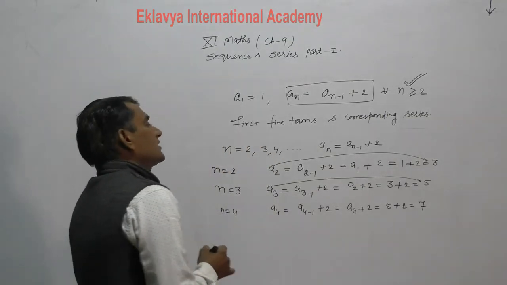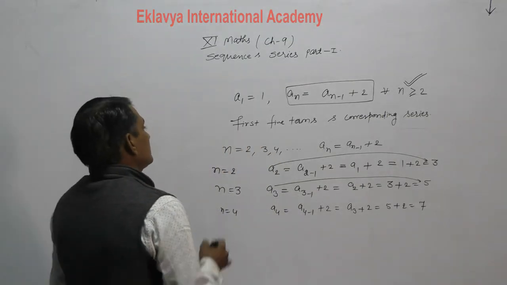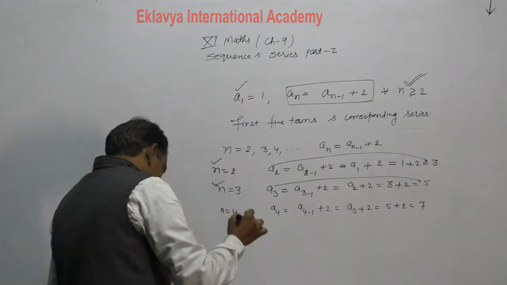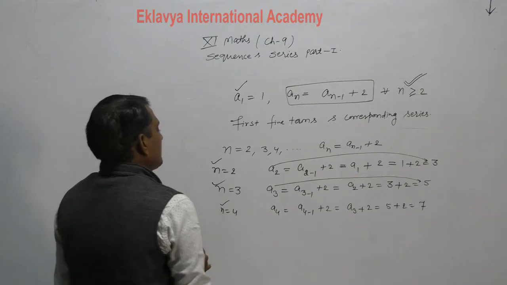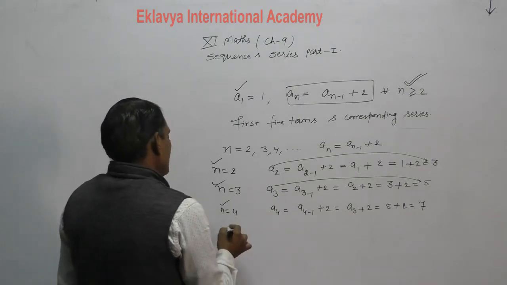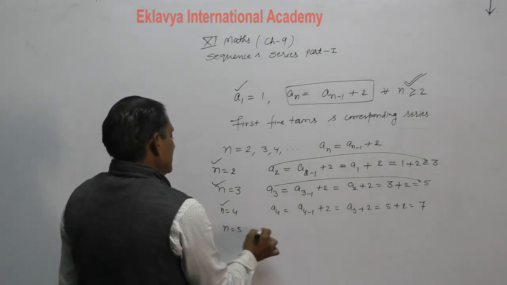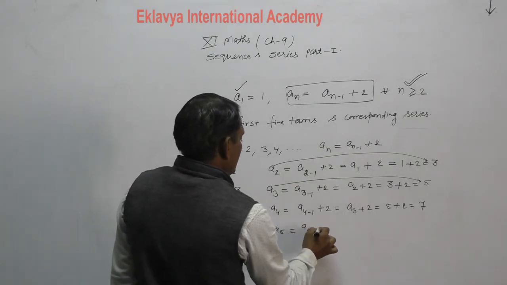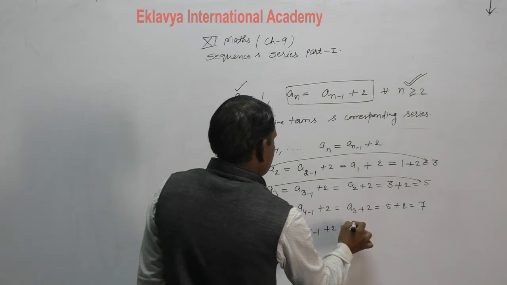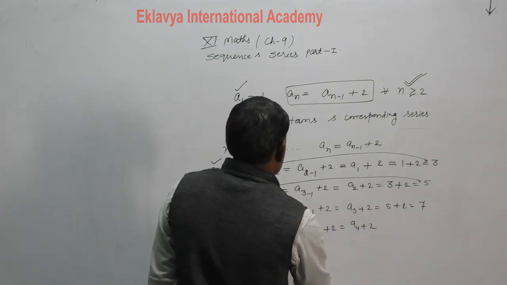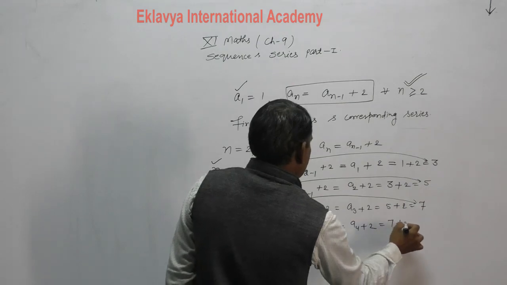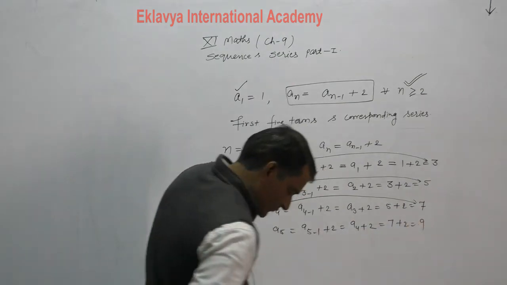How many terms do we have to calculate? First 5 terms. One is this, second is this, third is this, fourth is this, right? Now we shall calculate the fifth term, a5, which is a(5-1) plus 2, written again as a4 plus 2, and the value of a4 we take from here, and the result is 9.